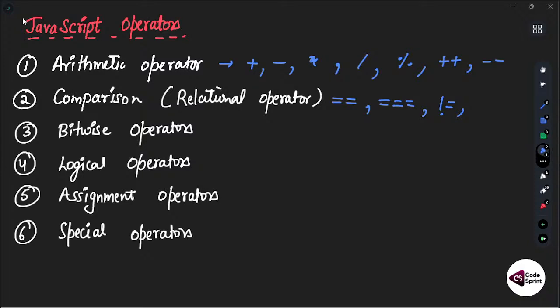Afterwards we have not equal to. It is going to check whether the value is not the same, and even whether they don't have the same data type. Then afterwards we have greater than or greater than equal to. We also have lesser than and lesser than equal to.